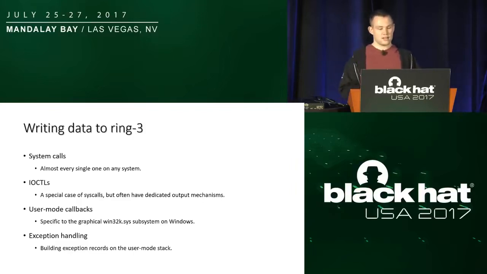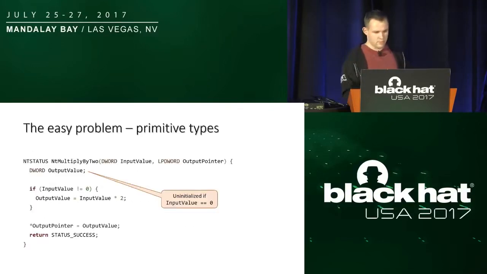We have IOCTLs, which are also a special case of syscalls, but they often have dedicated output mechanisms, so we can consider them differently a little bit. We have user mode callbacks, which are a mechanism specific to Windows and the Win32K graphical subsystem. And finally, we have exception handling, where the kernel has to build an exception frame on the user mode stack, so it also writes to user mode memory.